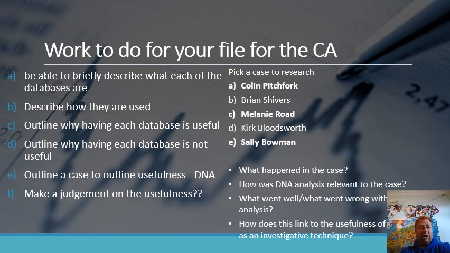So there are 6 things to do for each of the 3 databases. Oh no, I take that back. So listen carefully. Do A, B, C and D for all 3 databases. And then do E and F for just the DNA one. That's a simple one because all the cases will be DNA. So A, B, C, D for all 3. Then after the DNA one, outline your case and then make a judgment overall as well.